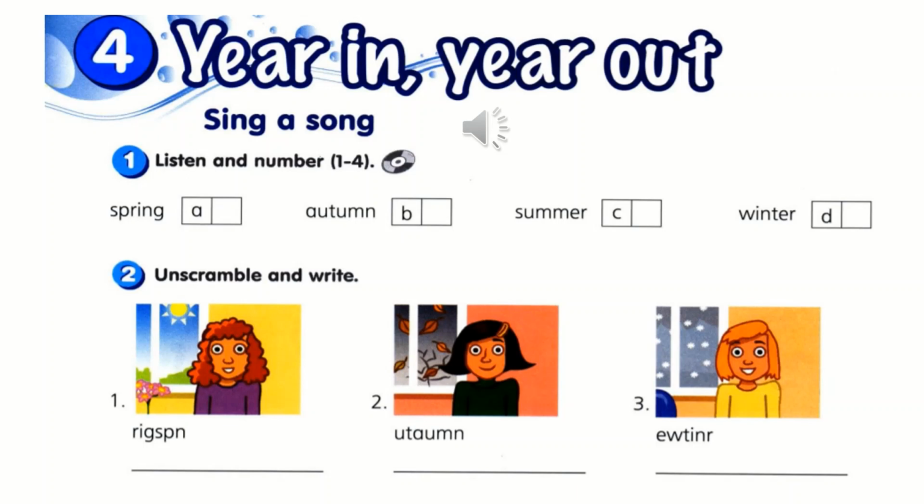Module 4 Workbook Year in, Year out. Sing a song. Activity 1 Listen and number 1 to 4. 1. In this season, it's always cold and it snows. I always make a snowman in this season, but I don't like it very much. 2. This is my favourite season. It's warm, but it isn't always sunny. I always ride my bike in the park and there are flowers everywhere. 3. I don't like this season. It's the season I start school. It's windy and sometimes it rains. 4. This is my favourite season. I always go to the beach and swim. It's very hot.